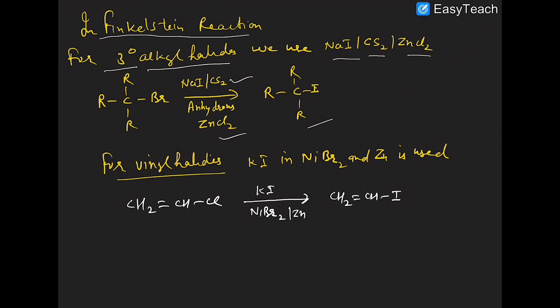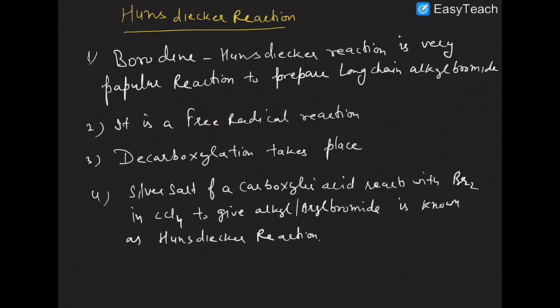For vinyl halide especially, KI is used in the presence of nickel dibromide and zinc. Okay, so KI dissolved with nickel bromide and zinc, and Cl is replaced by what? Cl is replaced by iodine. So that is in the case of vinyl halide.